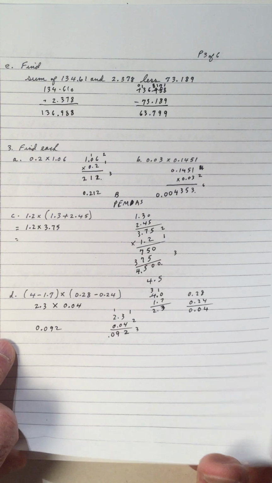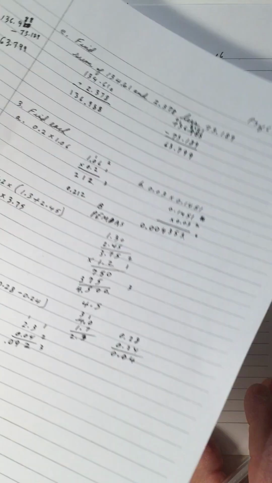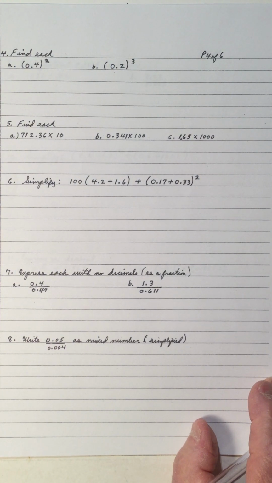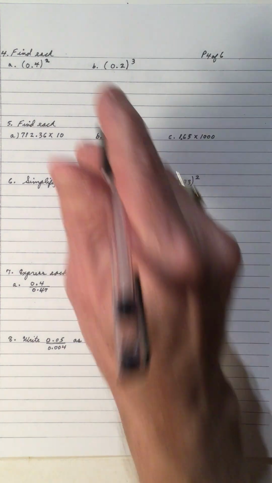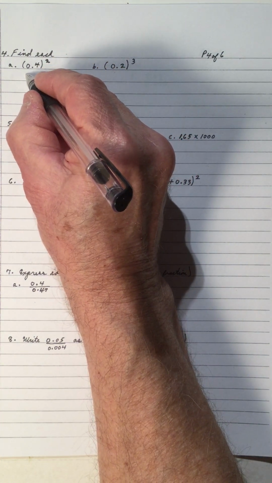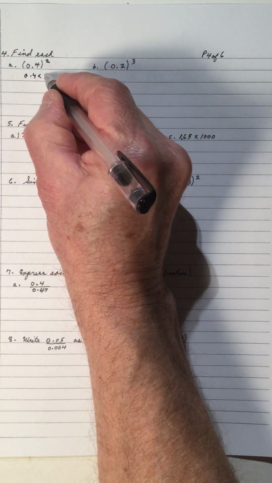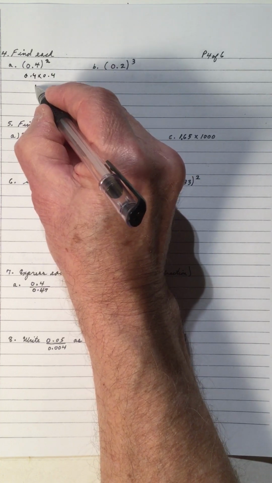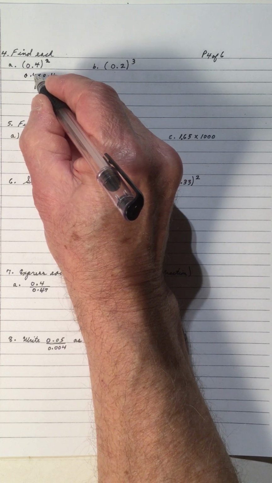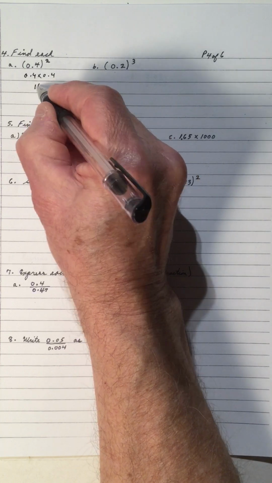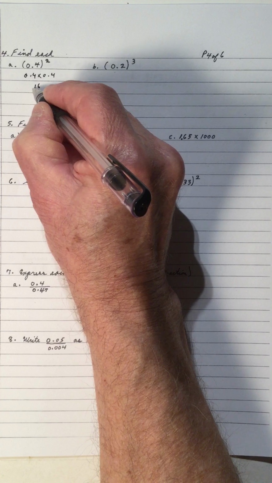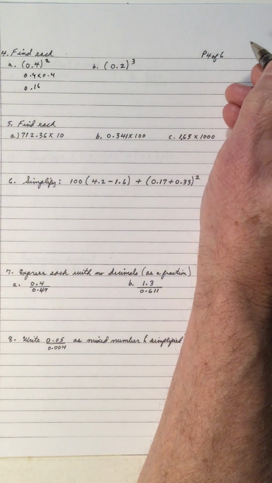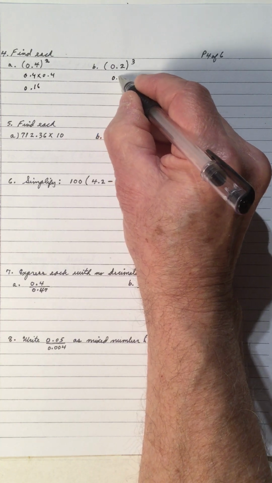Let's continue. Now we have to continue. What about squaring and cubing decimals? Well, it's 0.4 times 0.4, and 4 4s are 16. There's 1 decimal place here, 1 here. That's 2 altogether. Start here: 1, 2. So it's 0.16. Cubing, 3 times.